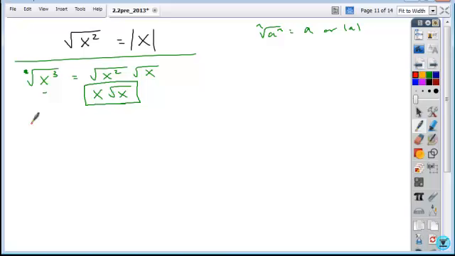Let's move on to the square root of x to the 4th. Again, we're looking at groups of 2, whatever our index is. So how many groups of 2 x's can we pull out? 2. So we can pull out an x and an x, or an x squared. If we remove 2 groups of 2, how many x's will be left inside our radical?